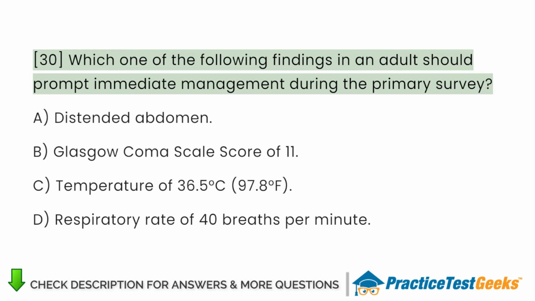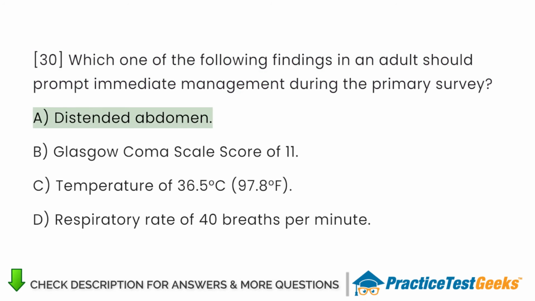Which one of the following findings in an adult should prompt immediate management during the primary survey? A. Distended abdomen. B. Glasgow Coma Scale score of 11. C. Temperature of 36.5 degrees Celsius, 97.8 degrees Fahrenheit. D. Respiratory rate of 40 breaths per minute.